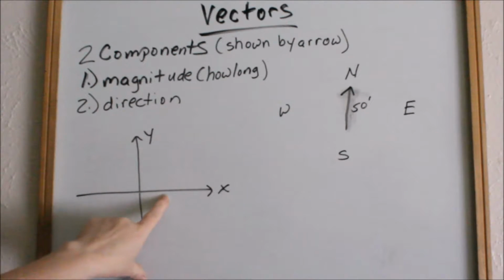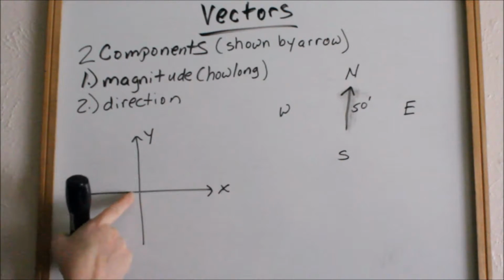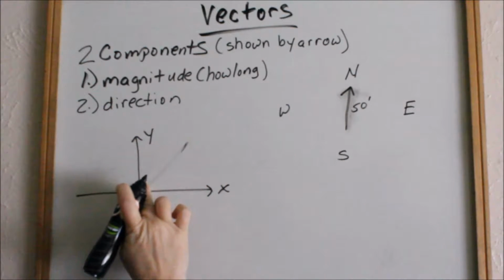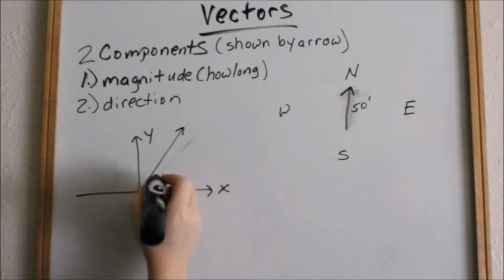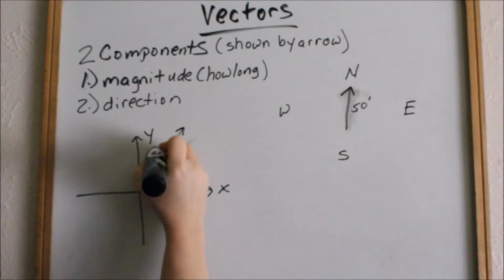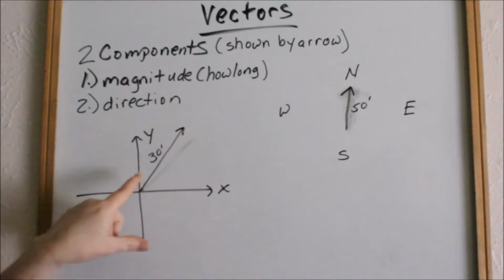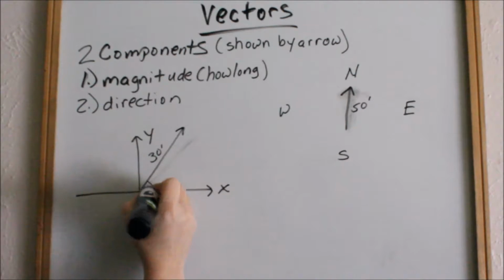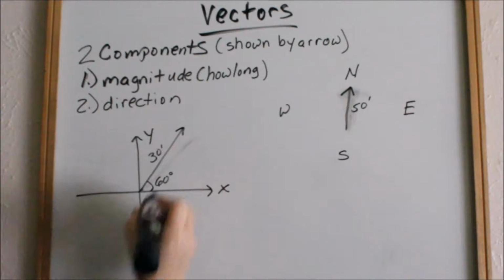Like, let's say you have this x and y axis, and we have a vector that starts from the origin, and it goes, let me draw a little bit better. Let's just say it does that, and let's say the magnitude is 30 feet. Means someone started here and they walked to this point, and they walked 30 feet, and their direction is this angle. We're going to say this angle is 60 degrees.